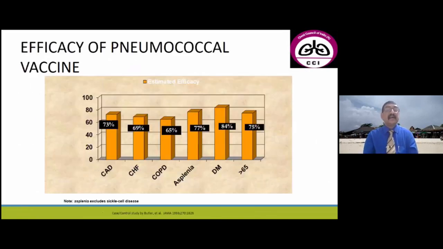What is the efficacy of pneumococcal vaccine? Definitely the efficacy of pneumococcal vaccine is very high in case of chronic lung diseases. So if you look at the pictorial, for COPD the efficacy of pneumococcal vaccine is around 65%. For diabetes mellitus, it is 84%. Coronary artery disease, it is around 73%.